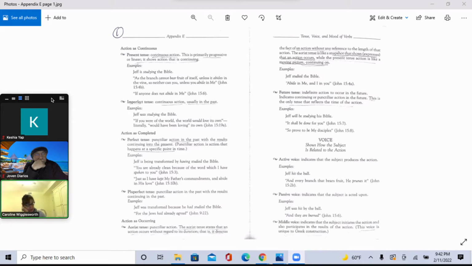So the perfect tense would be an action that happens at a specific point in time, and they call that punctiliar action in the past. For example, Jeff is being transformed by having studied the Bible. And another example would be from John 15:3, you are already clean because of the word which I have spoken to you. Okay?